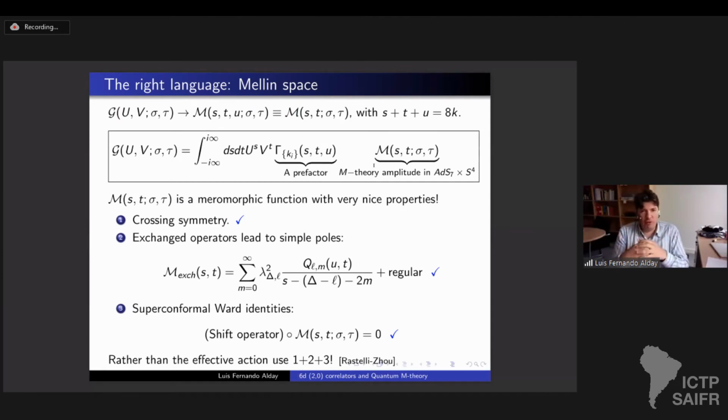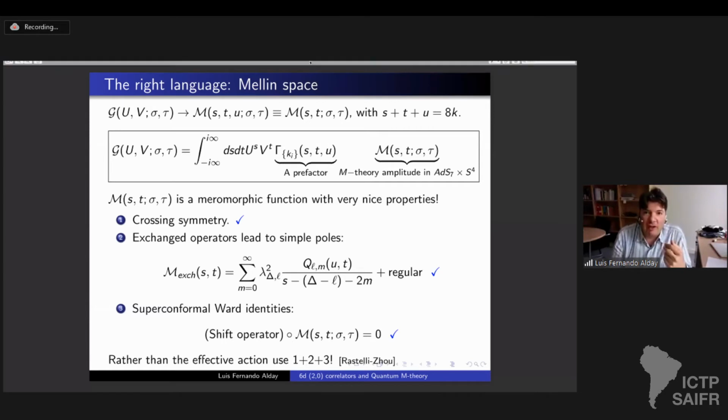And the right language to do this is Mellin space. So instead of talking about the correlator, which is a function of two cross ratios, we will move to a function of three variables, s, t and u, which are much closer to the Mandelstam variables, but with one constraint, such that s plus t plus u is equal to a constant, which is 4k in the case in which all k_i's are equal to k. So this function is secretly a function of two variables only. And the relation between the correlator and this function M is given by this integral transform, okay?